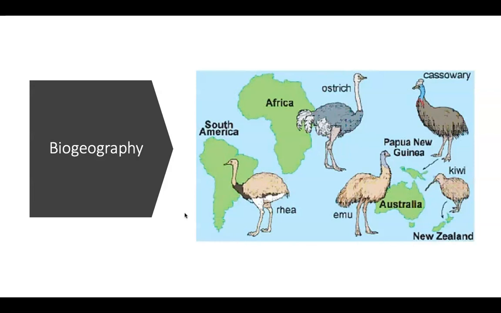Biogeography is another piece of evidence for evolution. The picture I've chosen here is looking at some of the large flightless birds and where they are around the world. We have things like the rhea that lives in South America, the ostrich in Africa. In Australia, we have the emu and the cassowary. New Zealand has the kiwi.